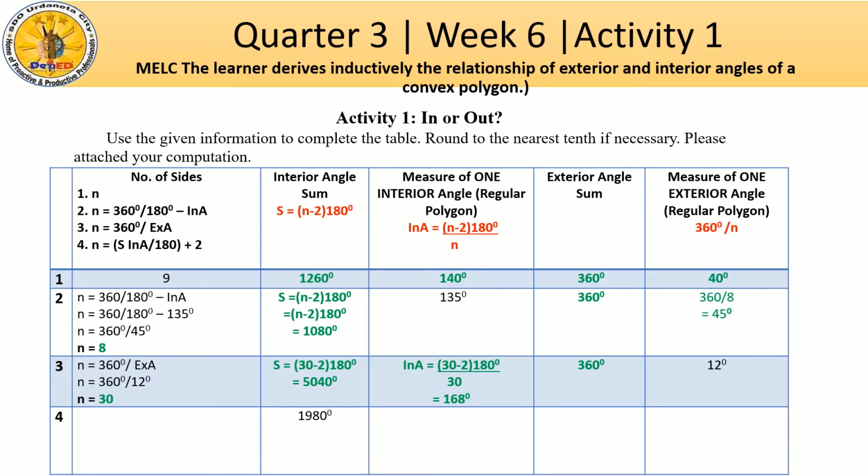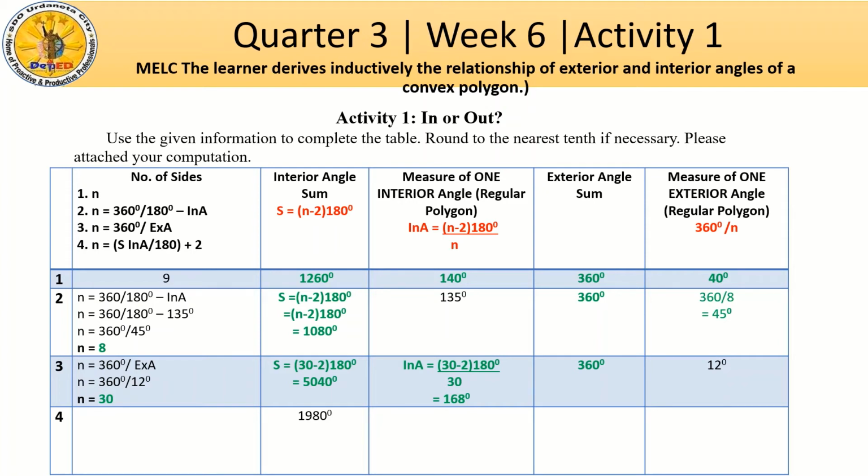Let's find the interior angle sum. So S is equal to the difference of 30 and 2, times 180. And we come up with 5040 degrees. Next, find the measure of one interior angle of the regular polygon. The measure of one interior angle is equal to (number of sides minus 2) times 180, divided by n. So we have (30 minus 2) times 180 degrees divided by n, which is 30.